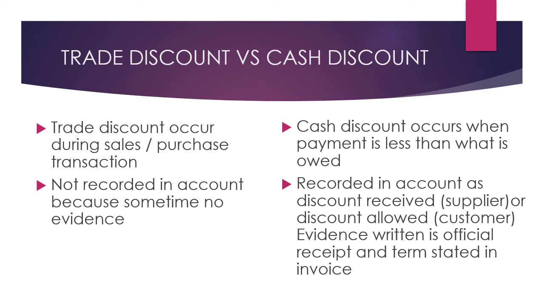So normally the evidence will be written in the official receipt. It will be put, okay, the discount, how much you received. Or you can refer to the invoice, because normally the invoice itself will state what the cash discount will be, given to the buyer if they follow the credit term agreed, as stated in the invoice. So the invoice can be the evidence.